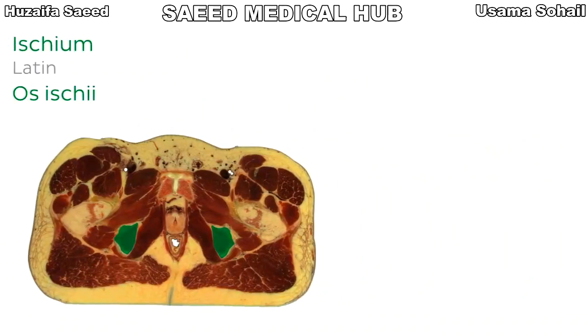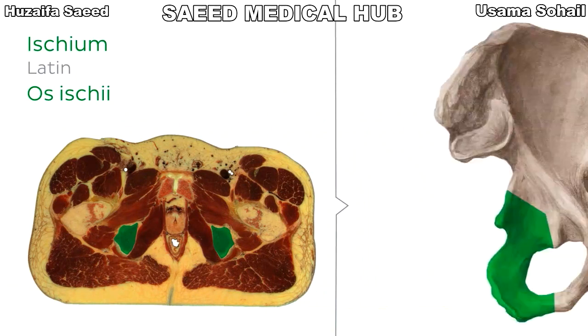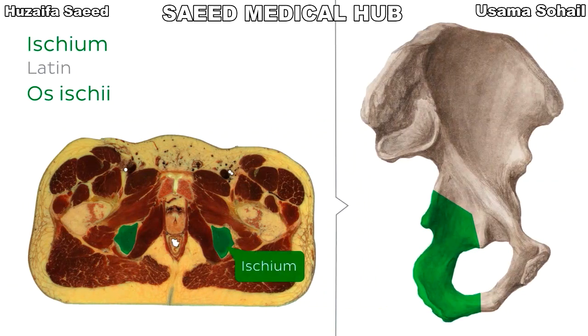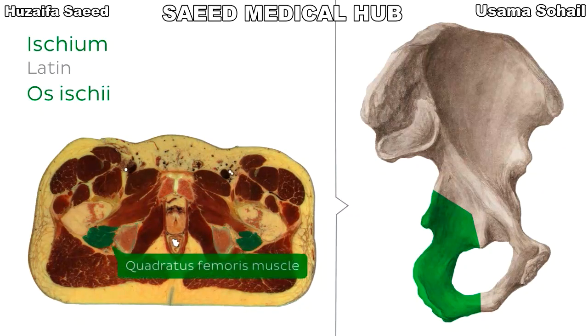The ischium makes up the posterior-inferior portion of the pelvic bone, and it's highlighted in green on the illustration on the right. We can see the ischium as the most posterior bony structure in the cross-section at the level of the quadratus femoris muscle, and it's highlighted in green in the image on the left. The fibers of the quadratus femoris muscle actually originate from the ischium.